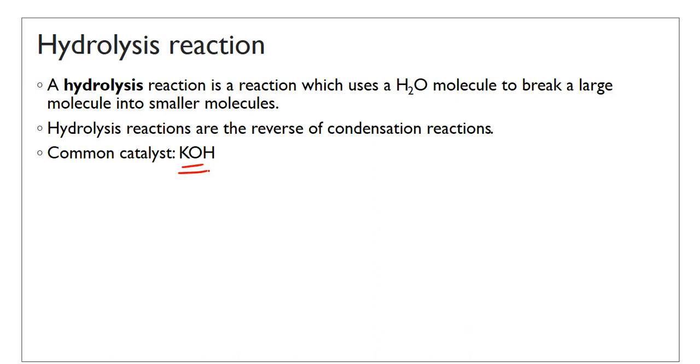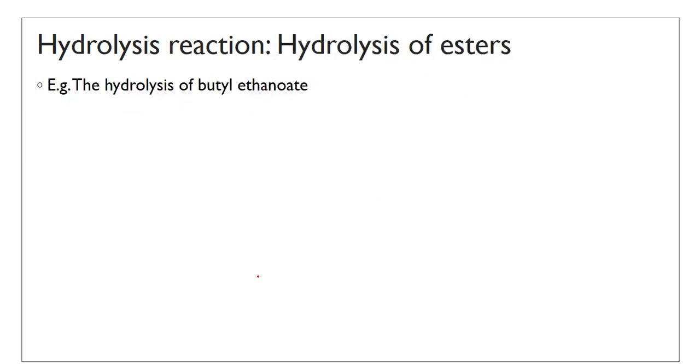There's a catalyst for it, which I think is actually not that hard to remember: potassium hydroxide, so it's a strong base. Now, the catalyst for condensation reactions was sulfuric acid, which is a strong acid. So the reverse of that is a strong base. However, this is a little bit confusing because I think you can use an acid for a hydrolysis catalyst as well, but this is just a common catalyst. All right, let's use this.